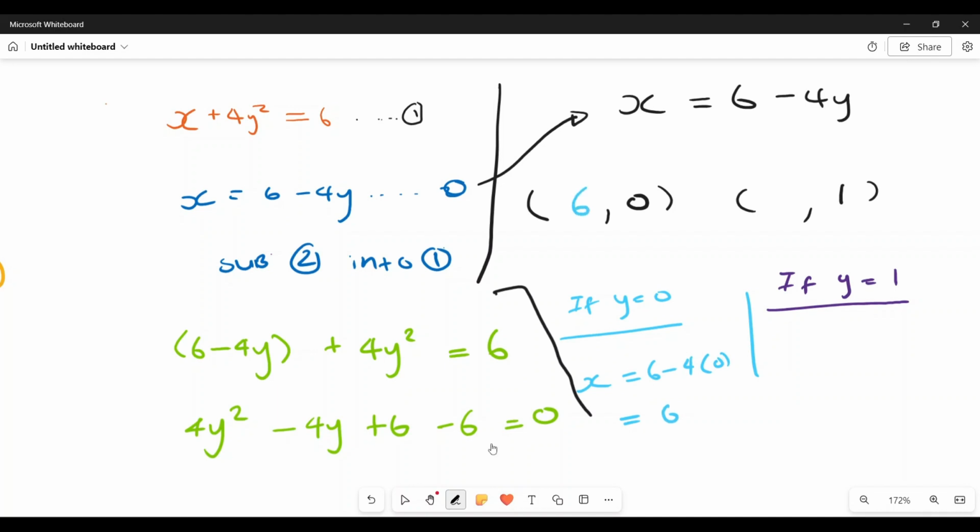And now if my value of y is equal to 1, let me solve for x. So x is going to be 6 minus 4 multiplied by 1, which is positive 2. So my value of x here is going to be 2, right? And that will be all for this question.